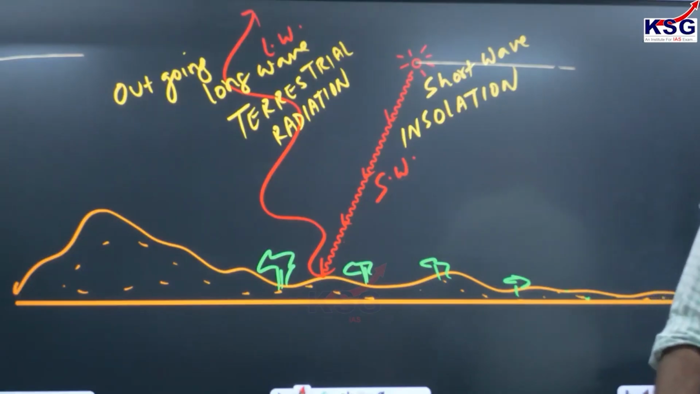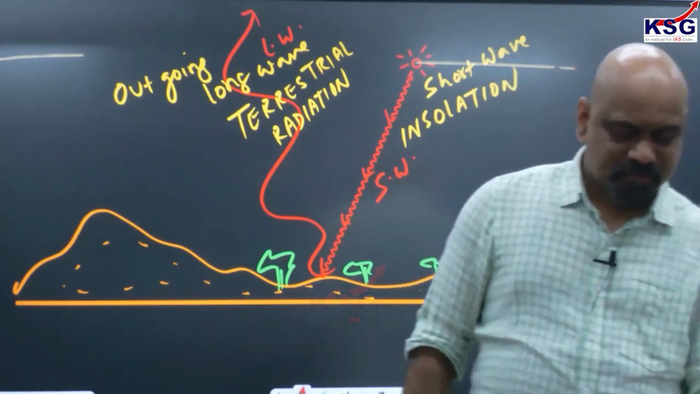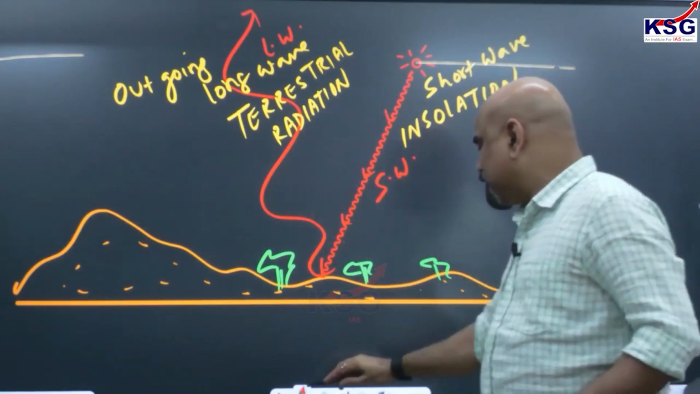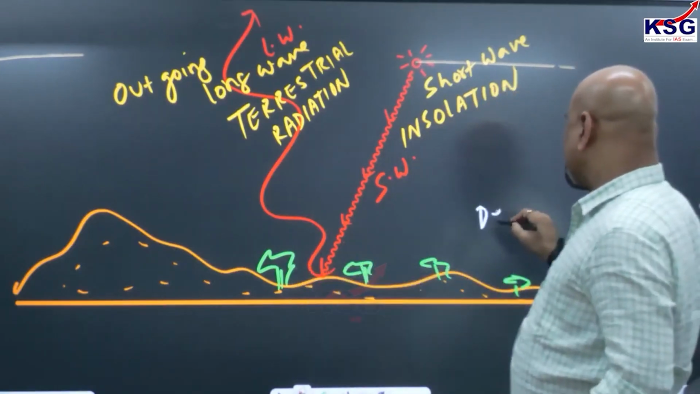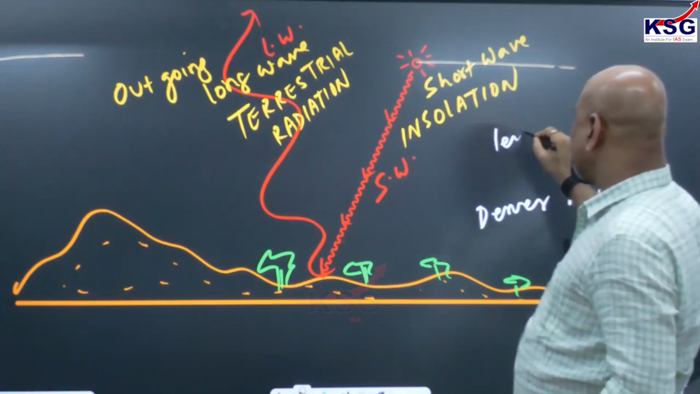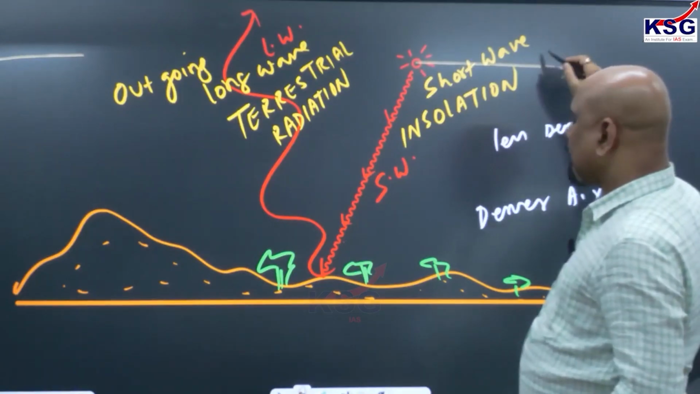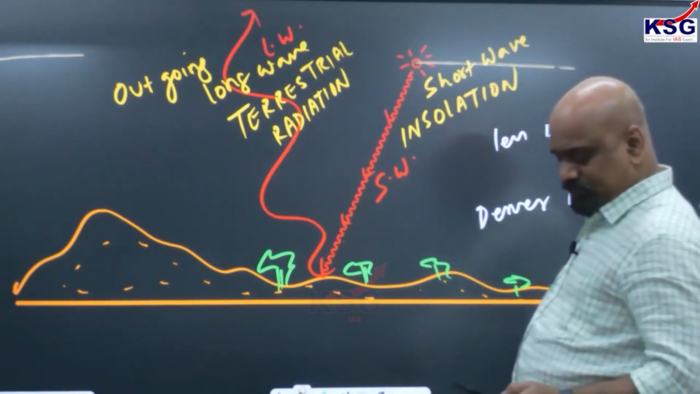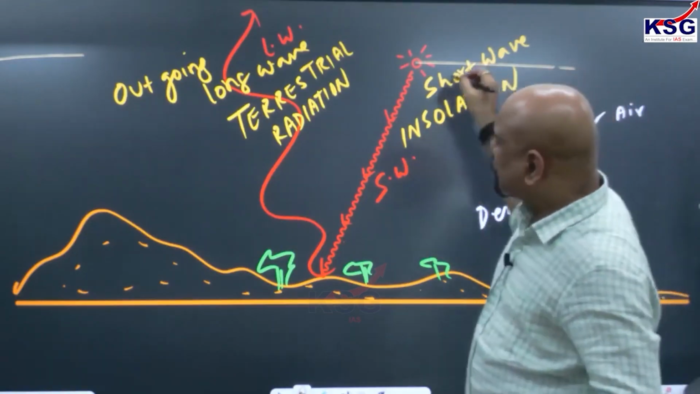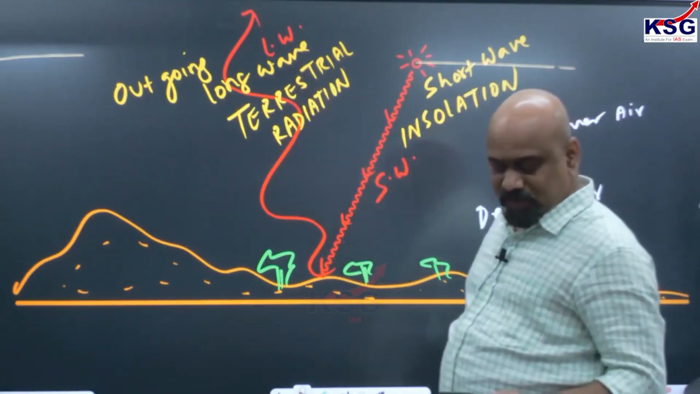Very good, thank you very much. I got the answer: due to decrease in the density of air with increasing height. Very good. Denser air, less dense air. Lightest air is here. Because of sun heat on the surface, insolation comes in short wave, and only from terrestrial radiation does the atmosphere get heated up.